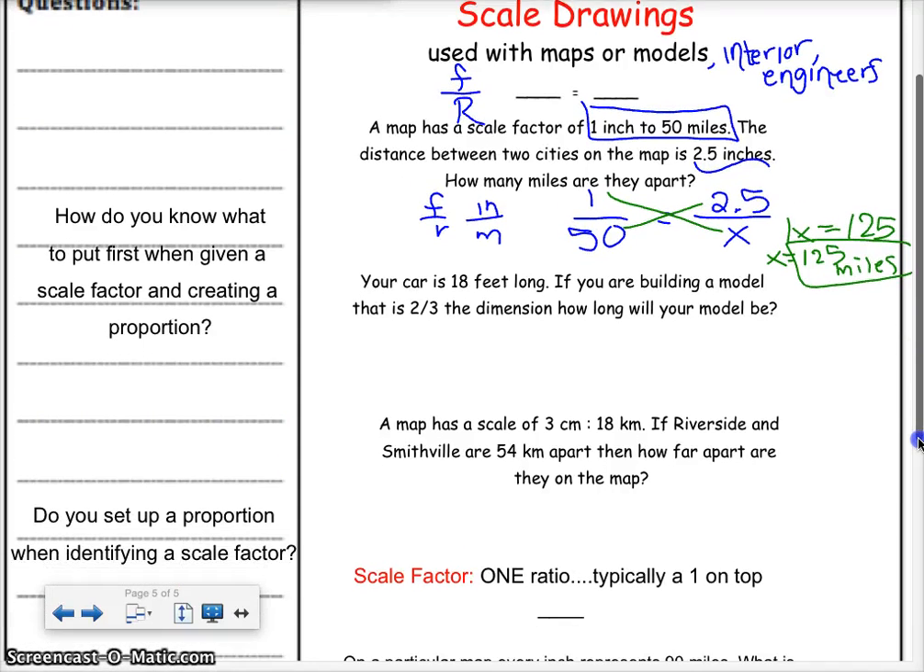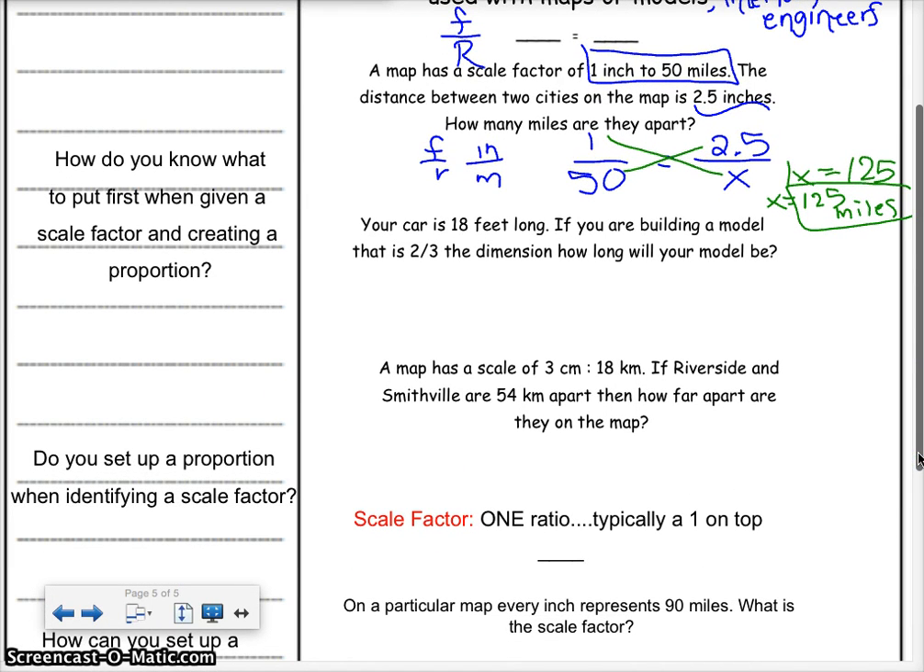Your car is 18 feet long. If you are building a model that is 2/3 of the dimension, how long will your model be? Now, there's a couple of ways you can do this, because you should see that vocab word of. 2/3 is like of, 2/3 the dimension. You can multiply. However, let's connect it to scale factor. So this would be my scale factor. Remember, scale factor is that fake measurement is to the real measurement. The model is to the actual. So it's 2/3. 2 is to 3.